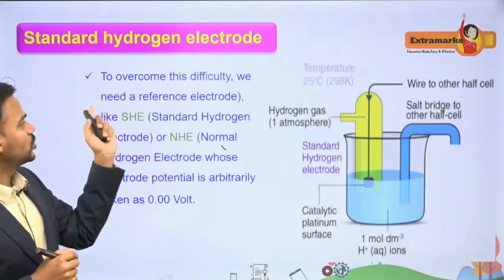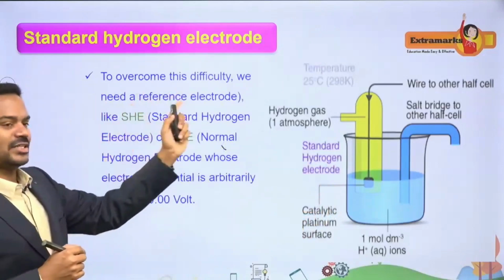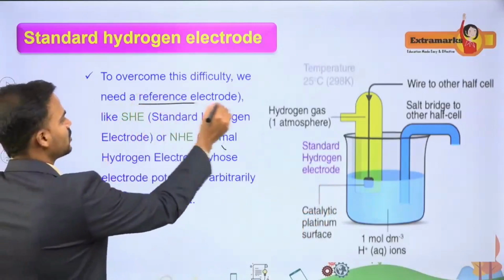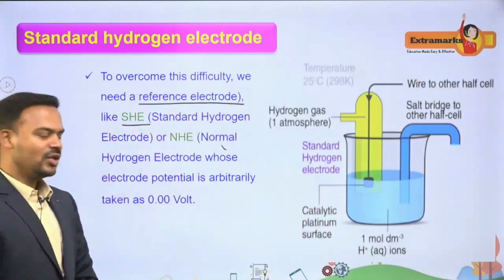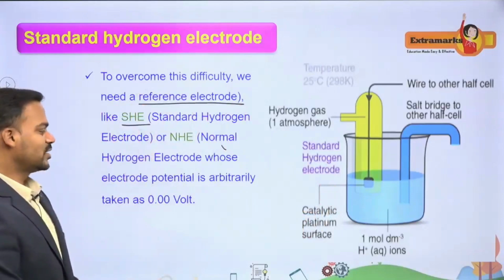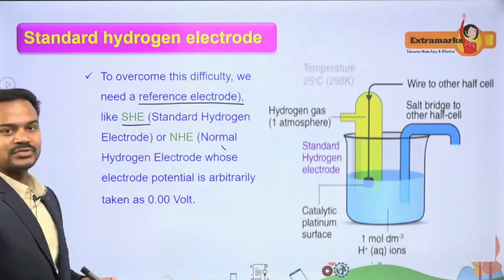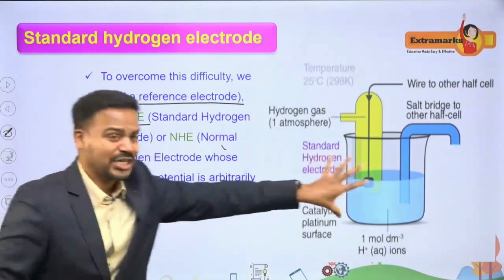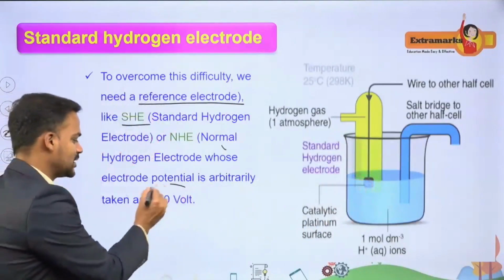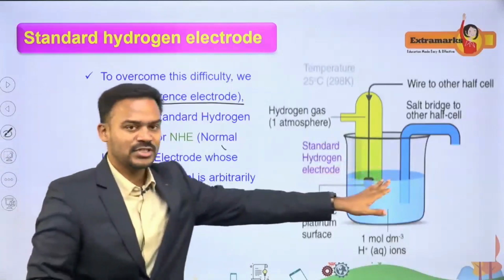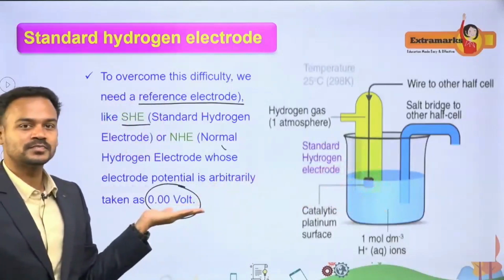To overcome this difficulty, we need a reference electrode, and this reference electrode is nothing but the SHE, standard hydrogen electrode, also called NHE, normal hydrogen electrode. So this is going to help us. Why? Because we take the potential developed in this half cell as 0. We take this as our reference because we take this as 0 volts.